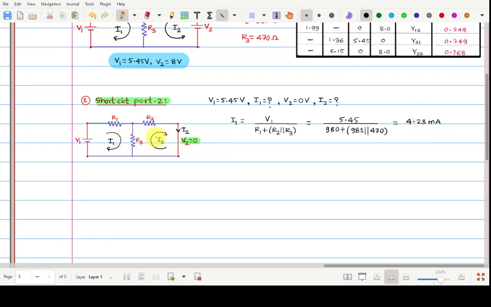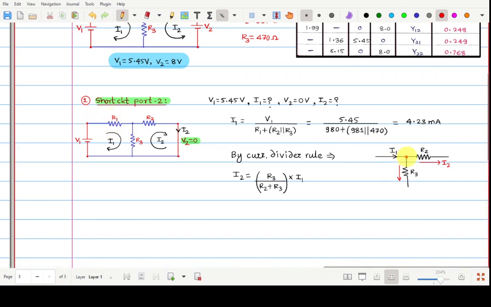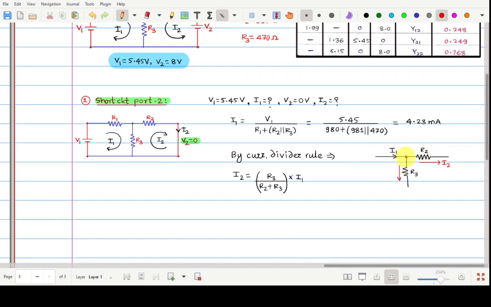Now from I1 we can calculate I2, because when this current I1 comes to this point, it gets divided into two parts. Some current flows through R2, which is nothing but your I2, and some current passes through R3. So the current is divided at this node, and we can apply the current divider rule to calculate I2. You can see the total current I1 is coming from the source through resistance R1, reaching this node, and then dividing into R2 and R3. We are interested in the current I2 passing through R2, so we apply the current divider rule here.